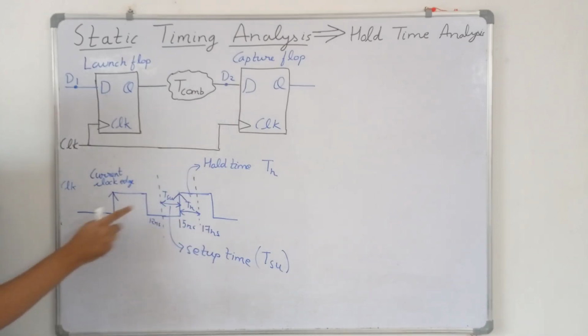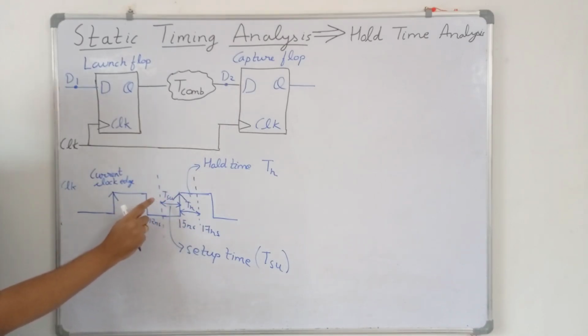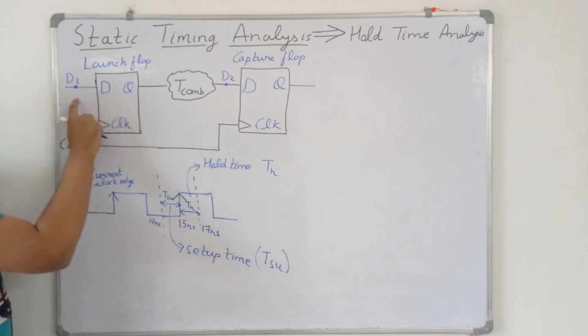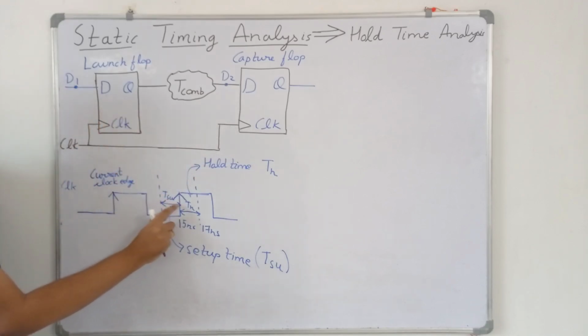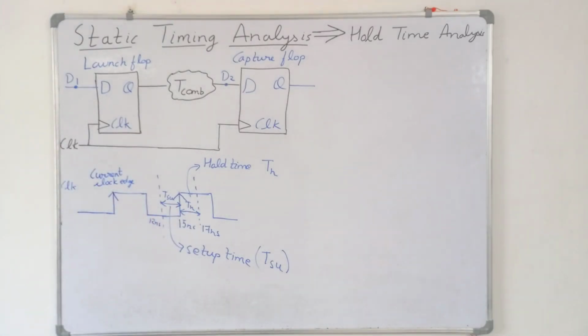So this is the next clock edge, this is the current clock edge. So for the setup time analysis we consider that this data which is launched by the launch flip flop must be stable at least setup time before the arrival of the next clock edge. Then it will be captured by the capture flip flop without any distortion.